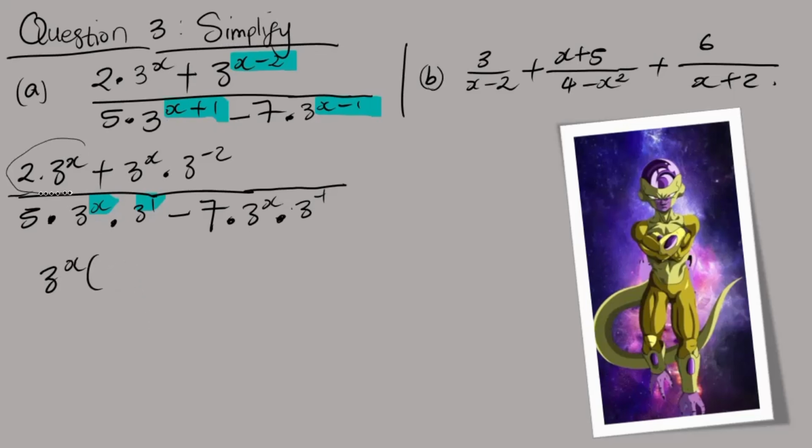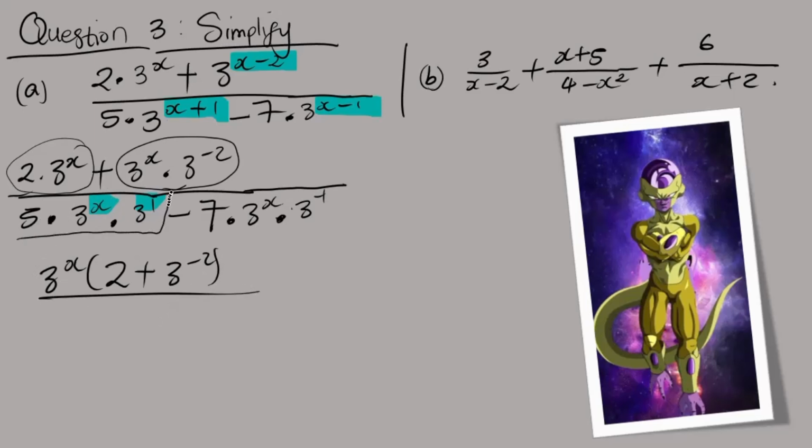From this part, if I remove 3 raised to x, I'm left with 2. Plus, from this part, if I remove 3 raised to x, I'm left with 3 raised to negative 2. All over, then I go to the denominator. From this part, if I remove 3 raised to x, what am I left with? I take out 3 raised to x as a common factor. I'll be left with 5 multiplied by 3 raised to 1. Then there is this minus. If I remove the 3 raised to x in this term, I'll be left with the 7 and the 3 raised to negative 1.